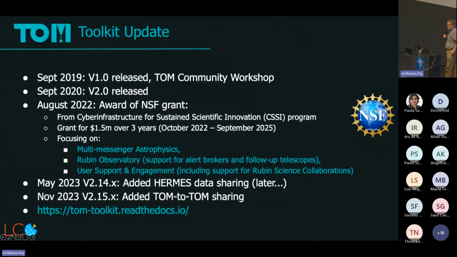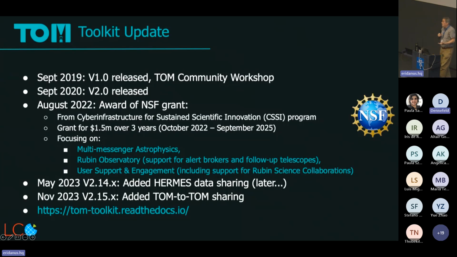So the toolkit was first released in September 2019, and we held a community workshop to tell everyone about this new toolkit that's available. We had a version 2 a year later, and then in 2022 we were awarded an NSF grant to carry on the development over the next 3 years. And the three main focus areas are multi-messenger astronomy, engaging with Rubin Observatory, so that is support for alert brokers. Various of the broker talks previously have mentioned that they have TOM Toolkit plugins, and also including follow-up telescopes, and Brian will tell you more about that later.